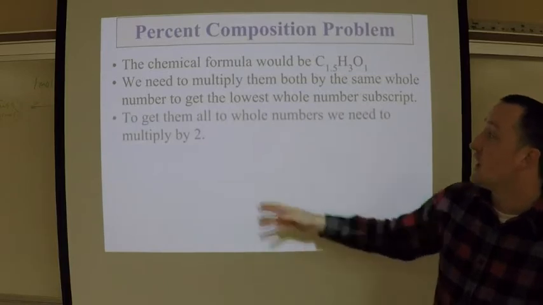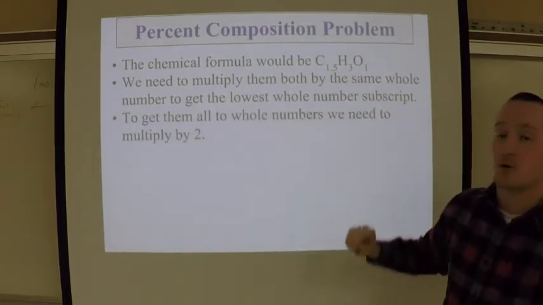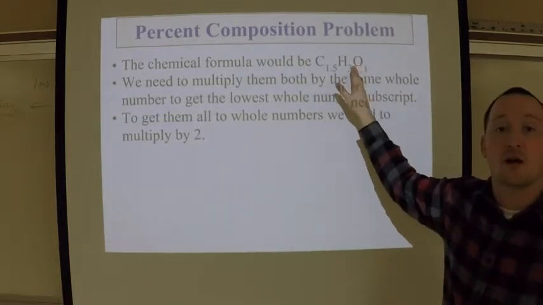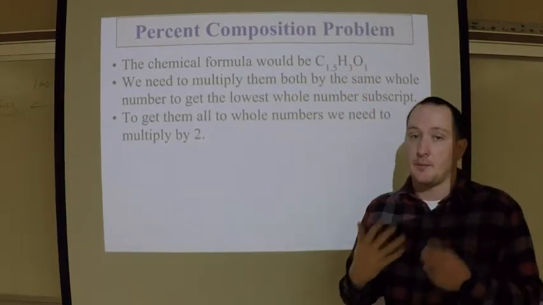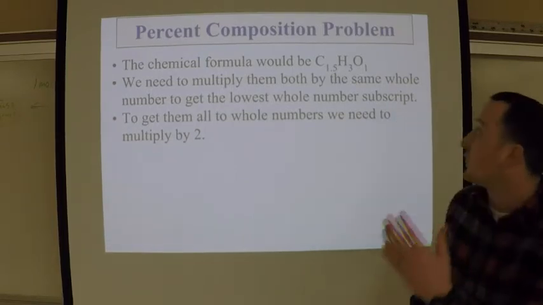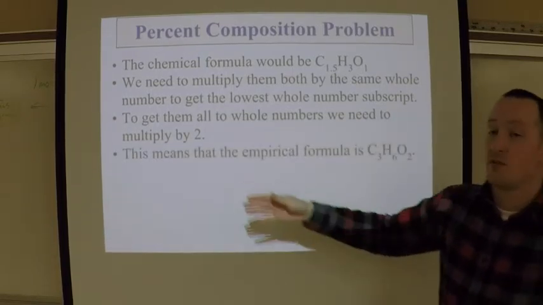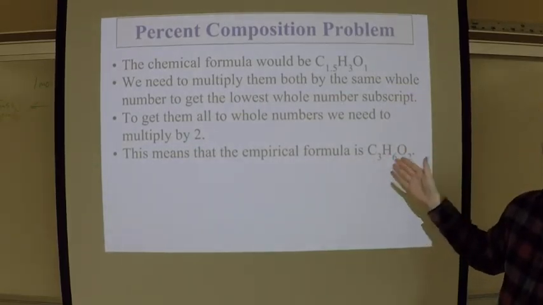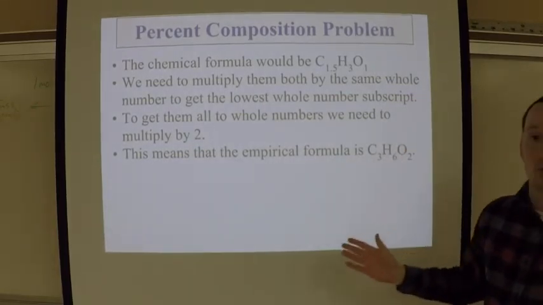So I'm going to multiply each of these numbers in my formula by 2. What that's going to do is get all of my subscripts to be whole numbers, because an empirical formula, or a formula, has to have whole numbers. So that gives me this formula, which is my empirical formula. My empirical formula would be C3H6O2.